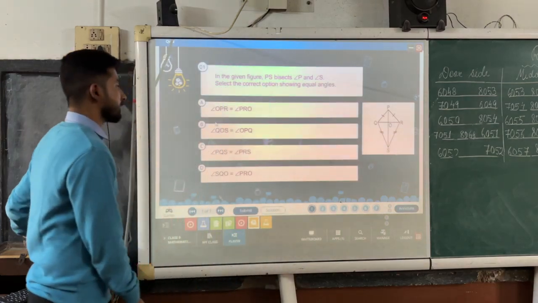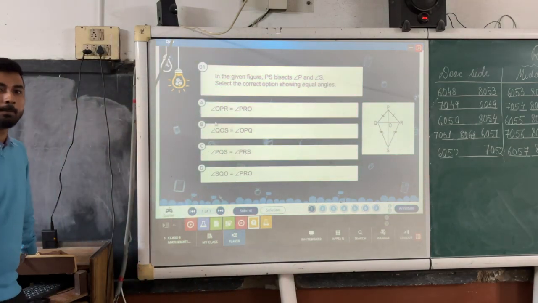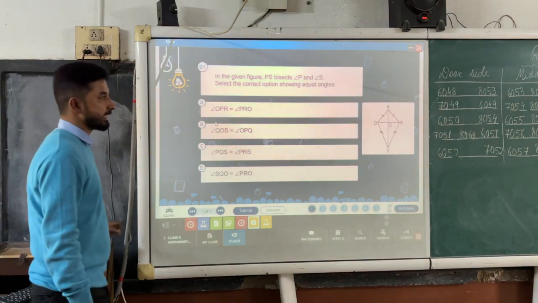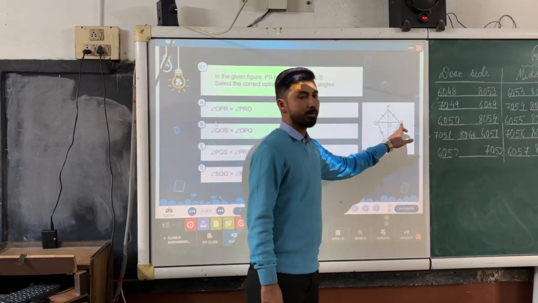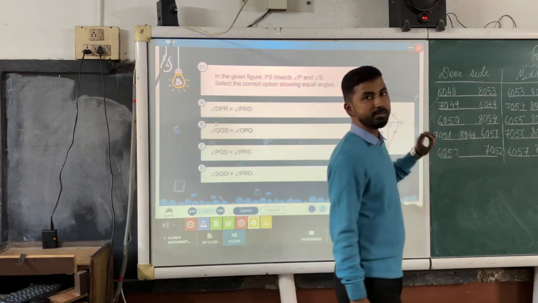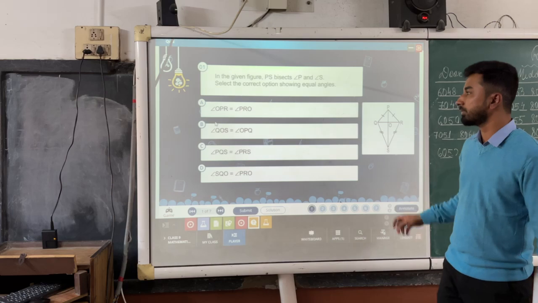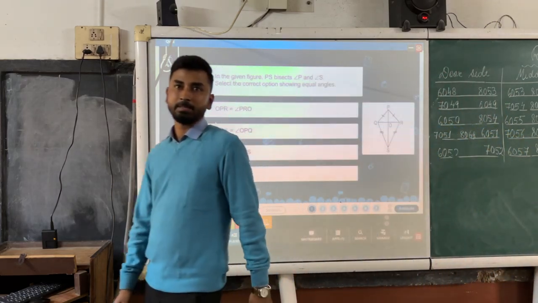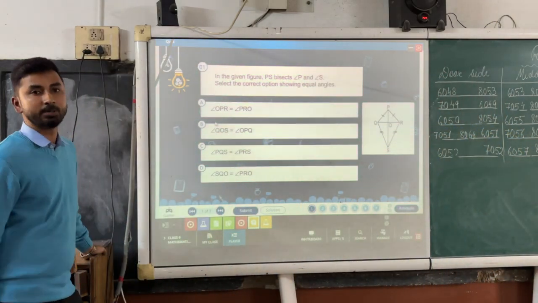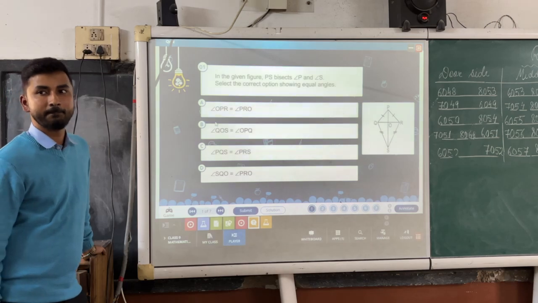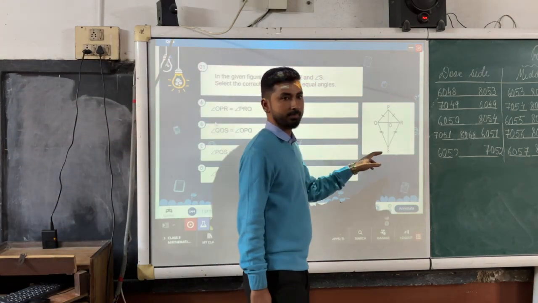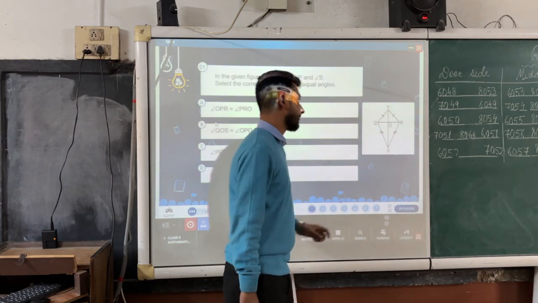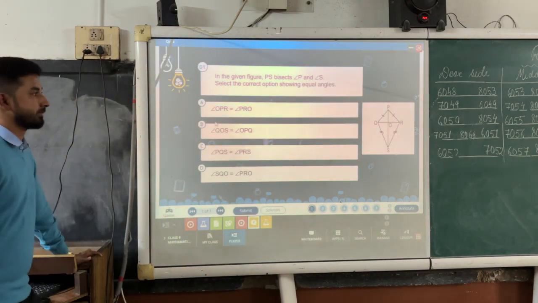So, what are the properties of a kite? Adjacent sides are equal, but opposite sides are unequal in length. Also, the diagonals are perpendicular to each other, and the third property is, what was the third property? Angles are bisected. So which one will be the correct option?